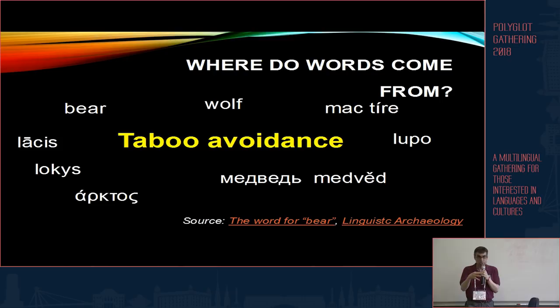And Arctos in Greek, I'm not sure where that one comes from actually. But in a lot of European languages, people believed in ancient times that if you talked about bears directly, you'd have bad luck. So they used different words to refer to them. So in Russian, the medvyed is a honey eater, which is a lovely image.